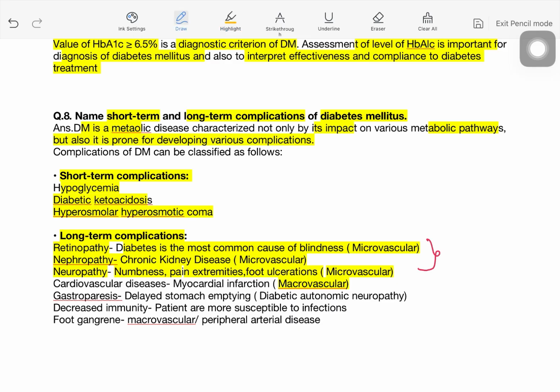So in macrovascular complication, it is cardiovascular disease. Patient can present with myocardial infarction, then foot gangrene. It also presents with macrovascular complication. Then other is gastroparesis, that is delayed stomach emptying. It's a diabetic autonomic neuropathy. Then patient is more prone to infections.